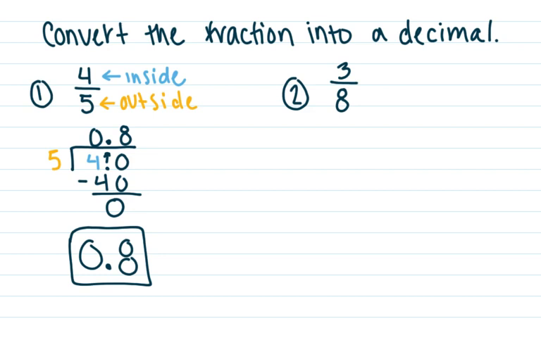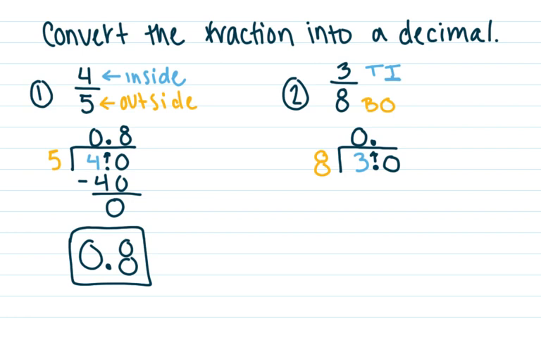On number 2, let's go ahead and set this one up. So I have my division house. My numerator goes inside, and my denominator goes outside. So remember, TI for top inside, BO for bottom outside. Okay? Now I'm going to begin dividing. 8 does not fit into 3, so I put a 0 down. I add a decimal point, it gets brought up to our quotient line, and I add a 0 so I can continue dividing, turning this into a decimal.